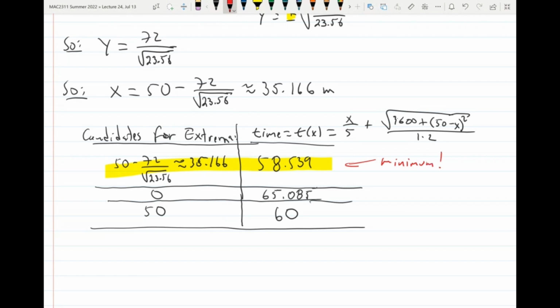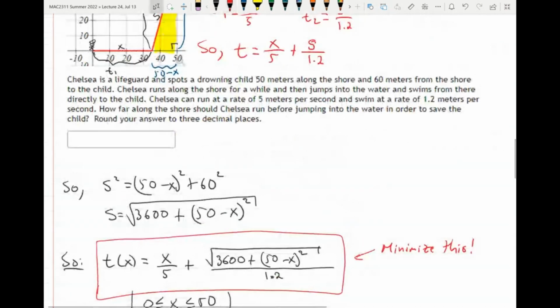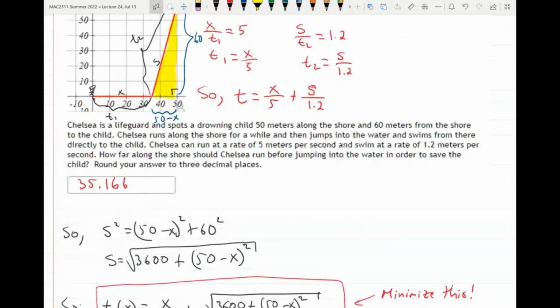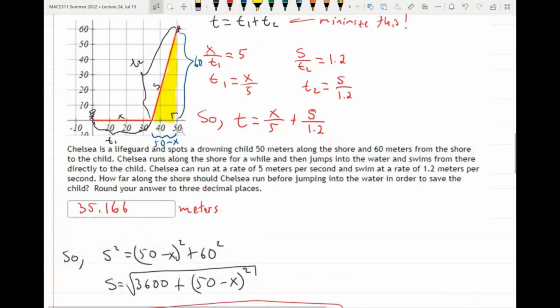Okay? So what's the answer to the problem? You know, a bunch of numbers here. You need to know what the answer is. You are looking for x. So 35.166. And this is meters. Well, here you just want to put the number. Okay. So this kind of agrees with the picture, which is, you know, somewhere between 30 and 40.